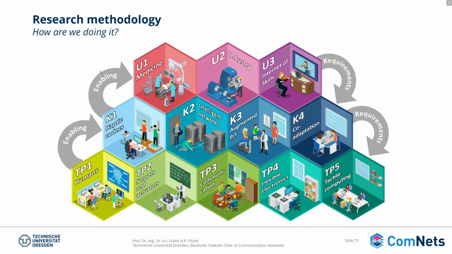But unfortunately, the building process at the university is not as fast as we would need it. Then we said, okay, what can we do? And you see here 3 floors. The bottom floor, middle floor, and the high floor. The high floor is exactly the use case that I showed you before. Medicine, industry, Internet of Skills. And these people tell us what they need from us. So they showcase what they want to do.